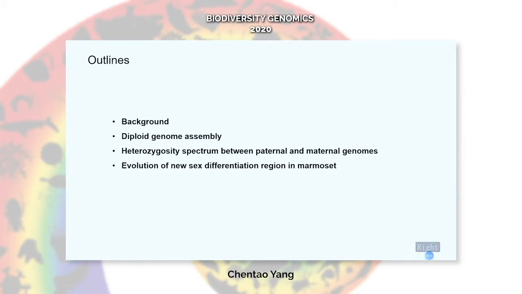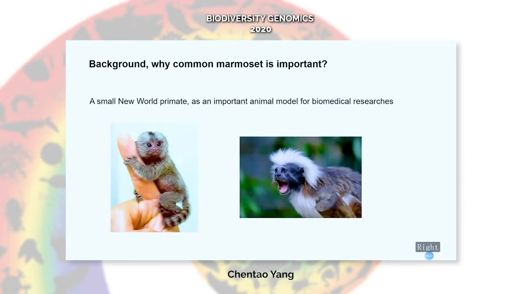I already talked about the background: diploid genome assembly, heterozygosity spectrum between paternal and maternal genomes, and evolution of new sex differentiation regions in marmoset. The common marmoset is a very small New World primate. It has been an important animal model for biomedical research, such as neuroscience, stem cell biology, and immune studies.